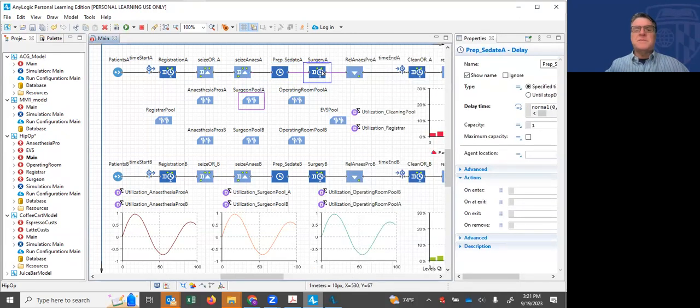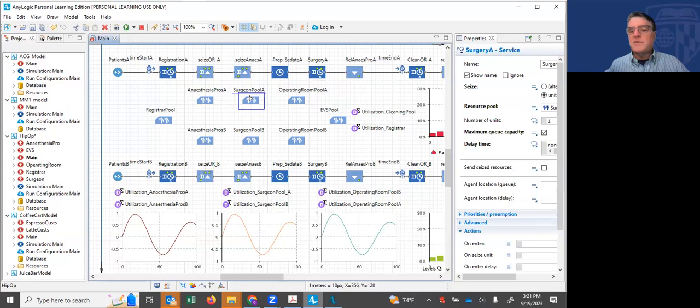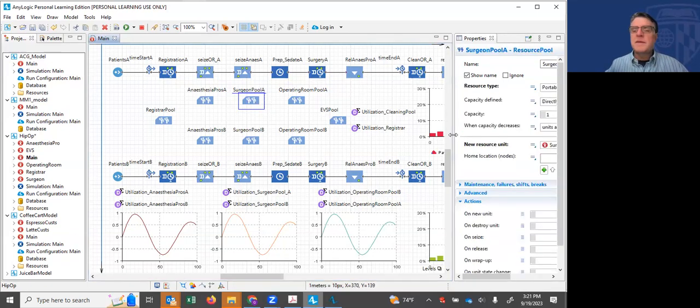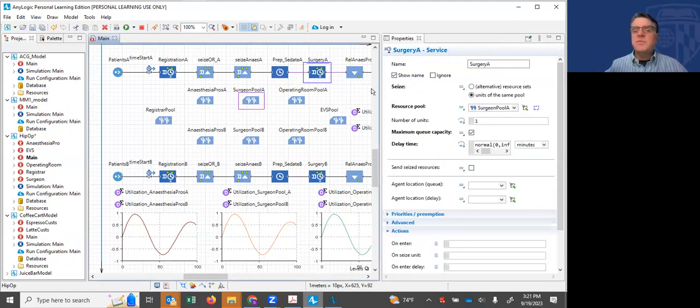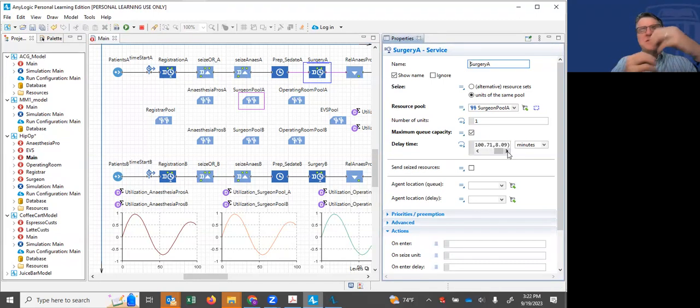Then you grab a surgeon. The surgeon is grabbed from surgeon pool A. There is only one surgeon in there. I'll just show you that. There is the surgeon. And this surgeon then completes the surgery in, let's see, just click on that, just scroll across here. So 100.71 minutes, with a standard deviation of 8.09. So this distribution accounts for all of the vagaries of the surgery experience.